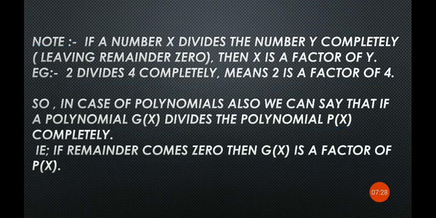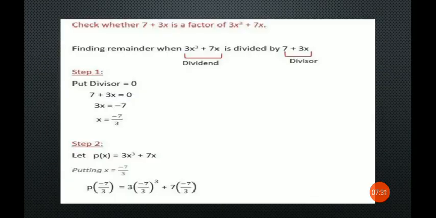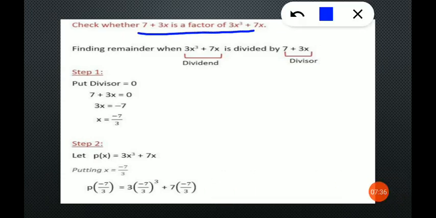Let's solve one question based on this also. We have to check whether 7 plus 3x is a factor of 3x cube plus 7x or not. Whichever has the highest degree will be our dividend. The polynomial 7 plus 3x is of degree 1 and 3x cube plus 7x is of degree 3. So here our dividend is 3x cube plus 7x and the divisor is 7 plus 3x.